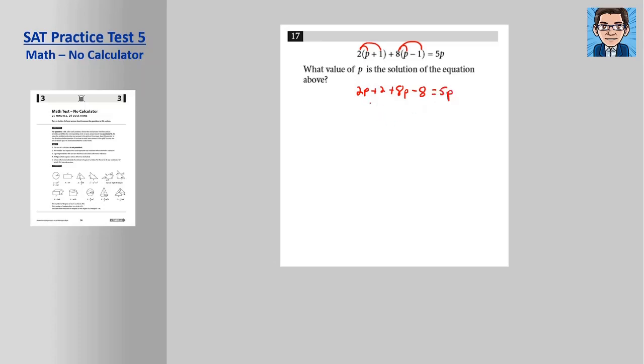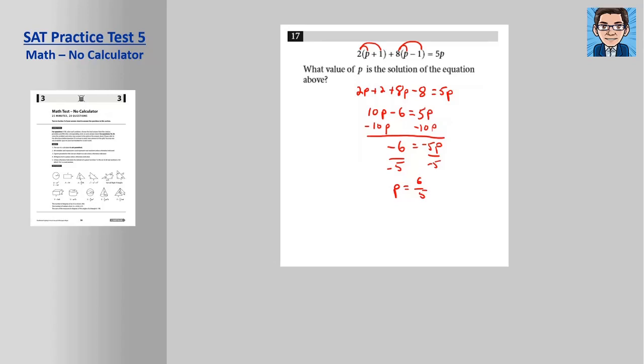Then we're going to combine our like terms. The 2p and the 8p are like terms. We're going to get 10p. 2 and negative 8 gets us negative 6. Now we can subtract 10p from both sides. We get negative 6 equals negative 5p. Divide by negative 5. And we get p equals 6 over 5 as our answer.